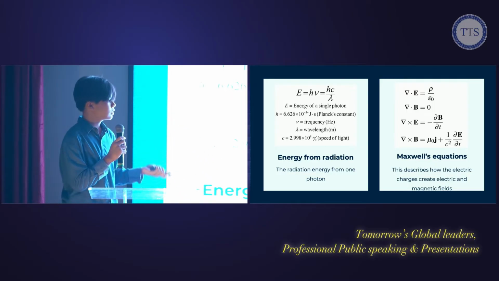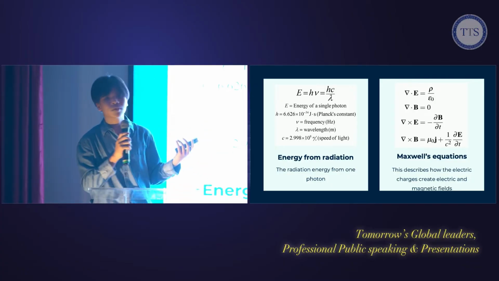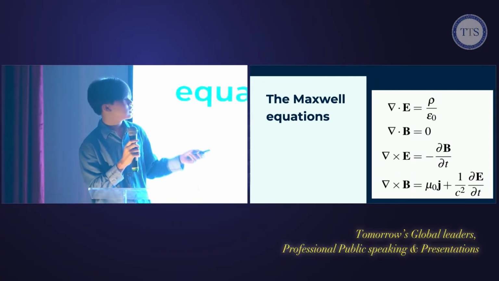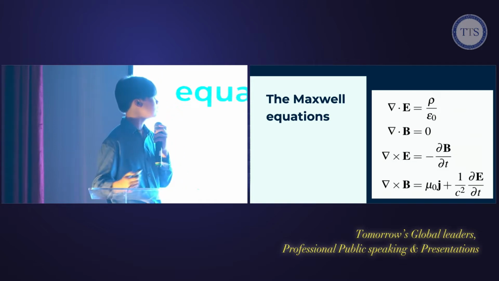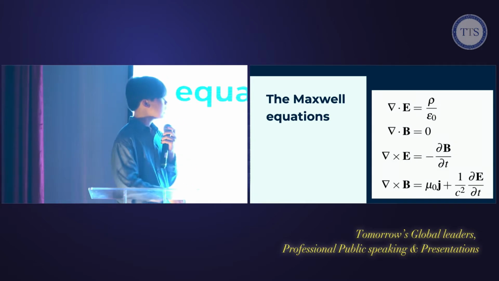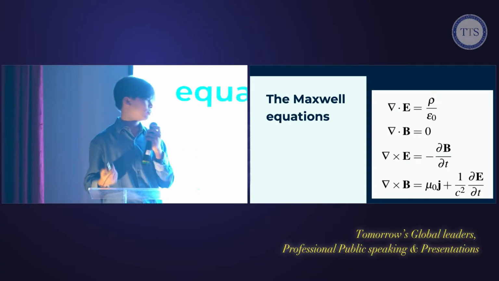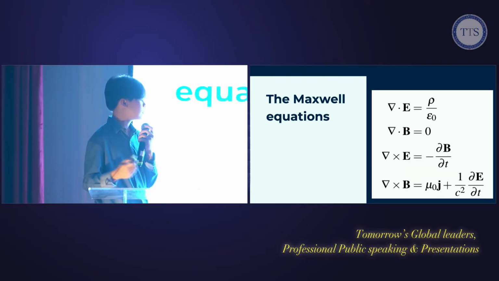And second is the Maxwell equations. This describes how electric and magnetic fields work. So in the Maxwell equations, the first one describes the electric field. The second one, the differential of B, describes the magnetic field. And the last two describe the electromagnetic field property, and how the electric field is formed.